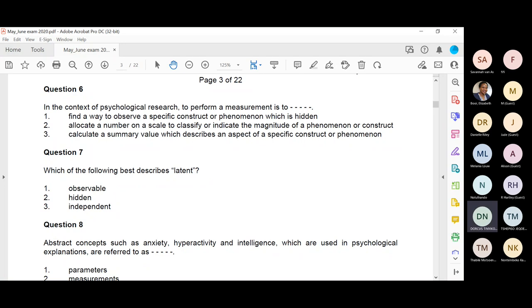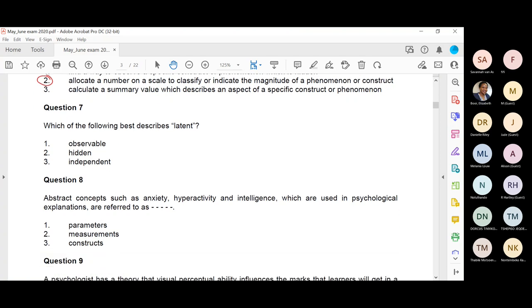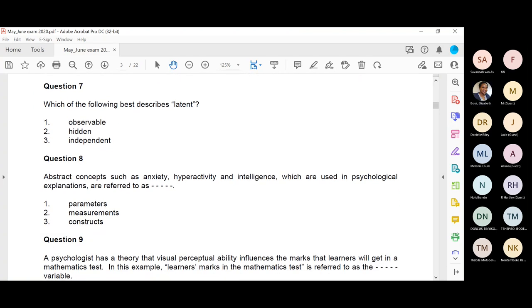It's number two, allocate a number on a scale to classify or indicate the magnitude of a phenomenon or construct. That's number two. Others? We agree with it, it's number two. Okay. And there's another one.